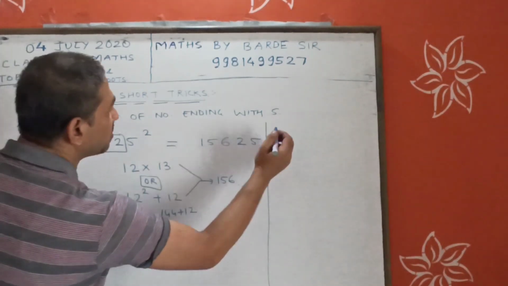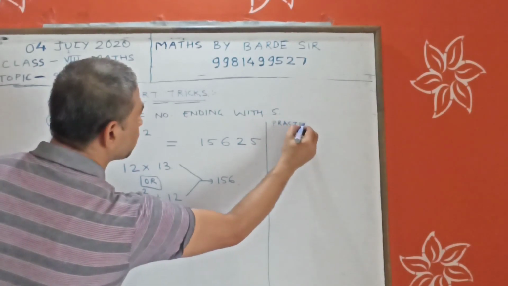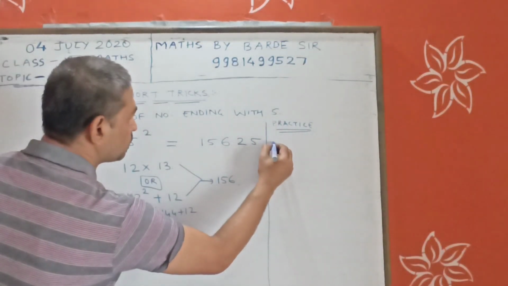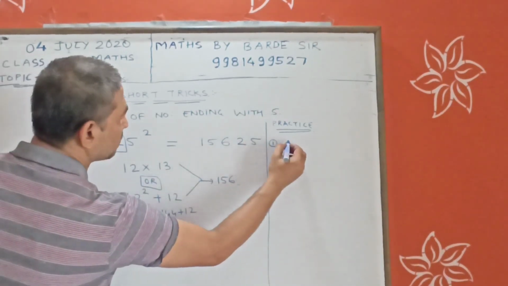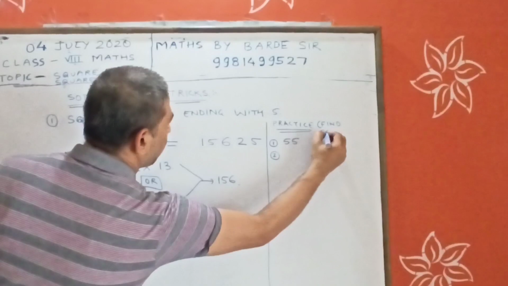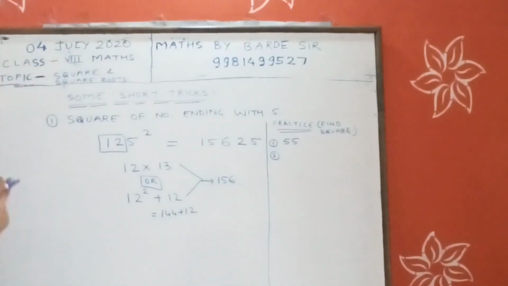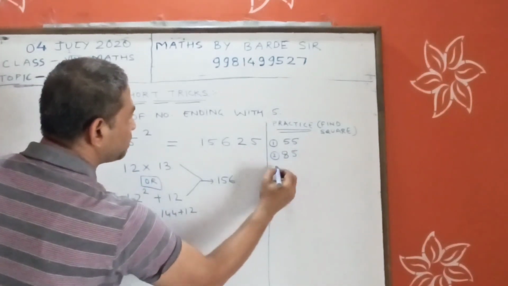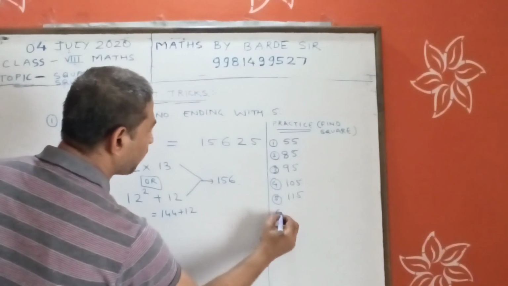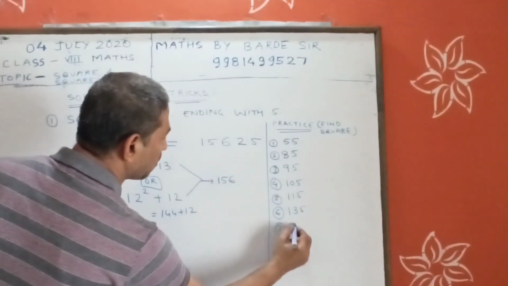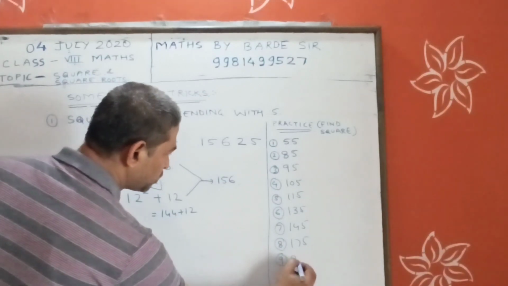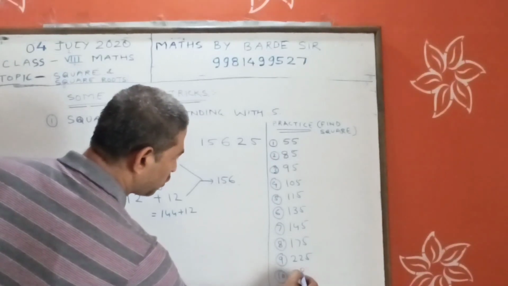Okay, now what you have to do, practice this. Just a practice, find the square of 55, okay, not by multiplication, you have to use this trick. 85, 95, 105, 115, 135, 145, 175, 225, 285.